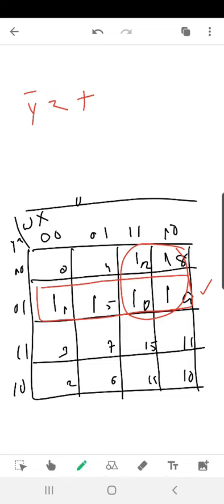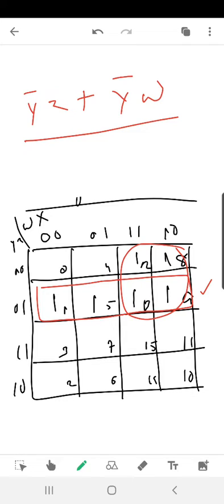Plus, talking about the group formed using cell number 8, 9, 12 and 13. Coming to the row side, the value of y is same for all the 4 cells, so it will be written as y bar. And coming to the column, we see that the value of w is same for all the 4 cells, so we will write it as w. So the minimized expression for our given question will be y bar z plus y bar w.